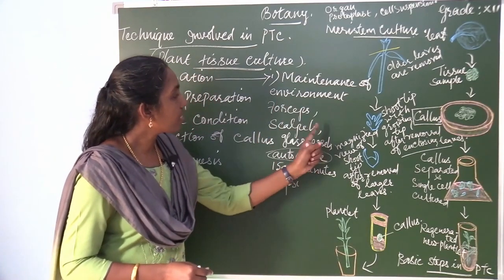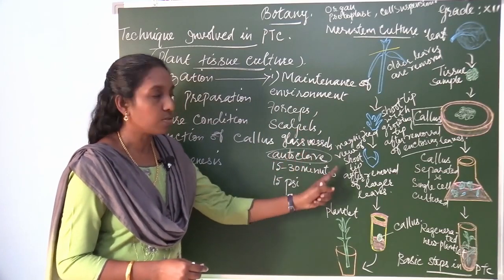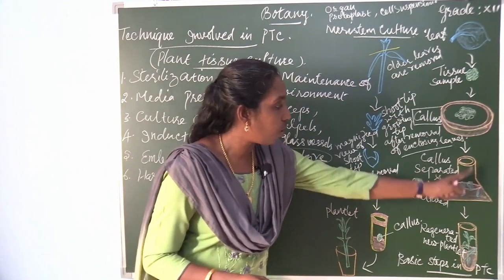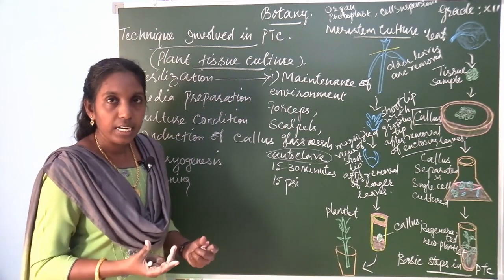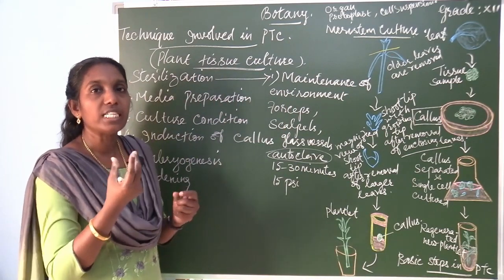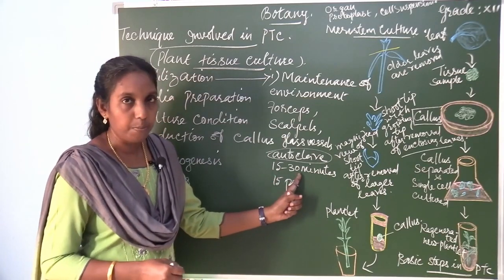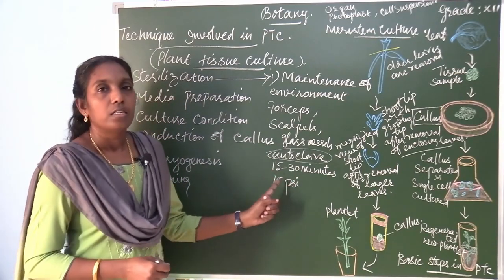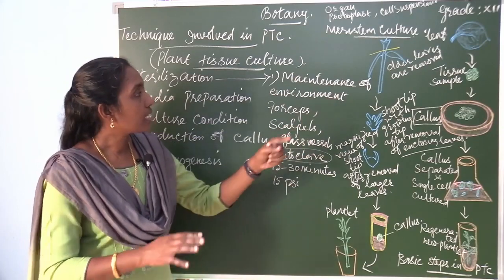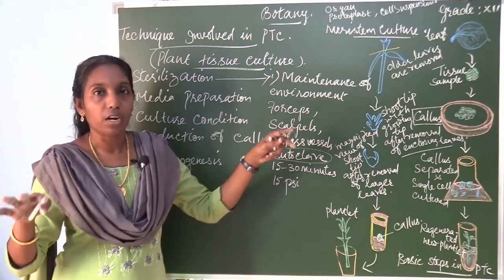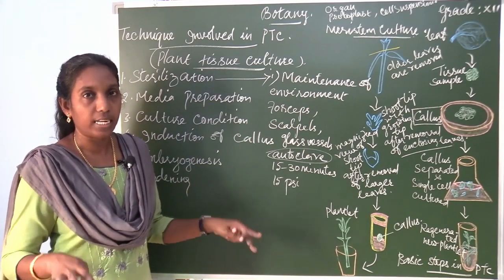So all these glassware, forceps, scalpels and glass vessels can be sterilized using wet steam by autoclave for 15 to 30 minutes. So this is surface sterilization, the maintenance of the environment. The environmental conditions must be sterilized.